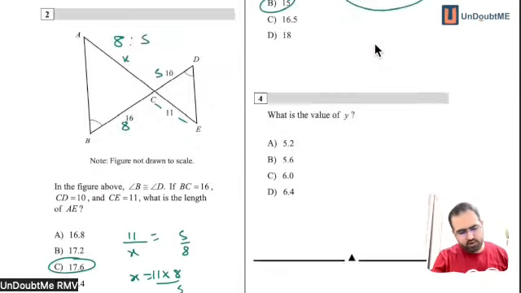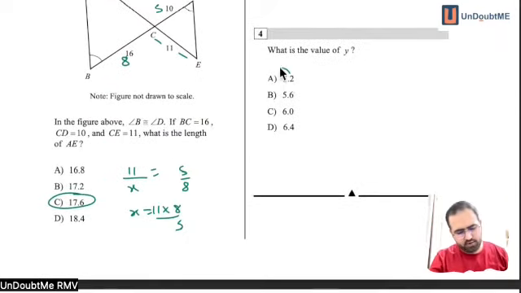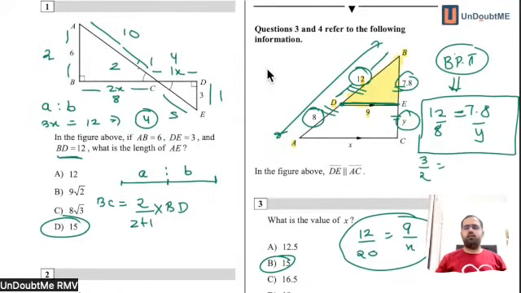What is the value of y? Okay, so y value will be 5.2. Okay, just check it out. The y value should be 5.2. You can still have a look at this. You calculate yourself. You get 5.2.